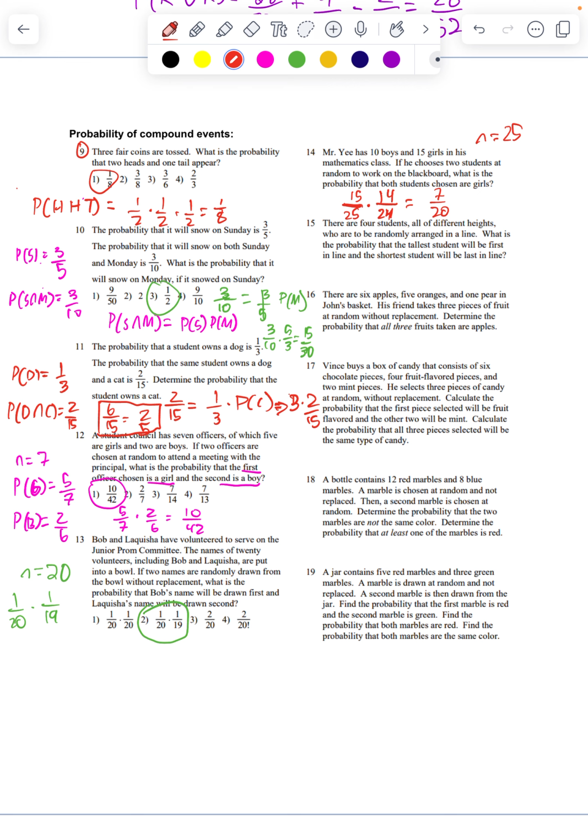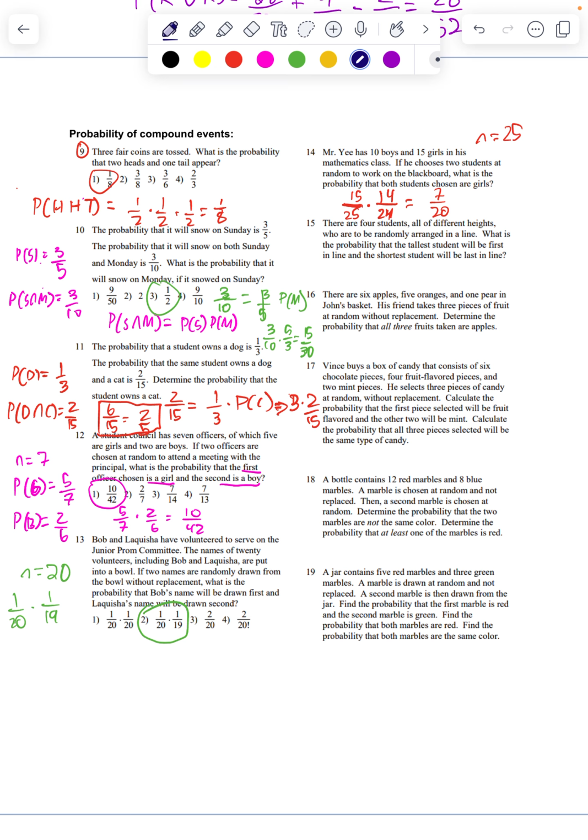All right. Let's take a look at the next example, number 15. There are 4 students, all of different heights, who are randomly arranged in a line. What is the probability that the tallest student will be first in line and the shortest student will be last in line?